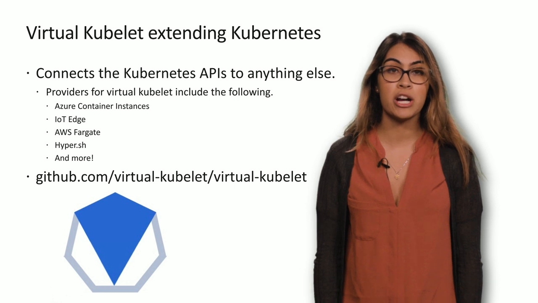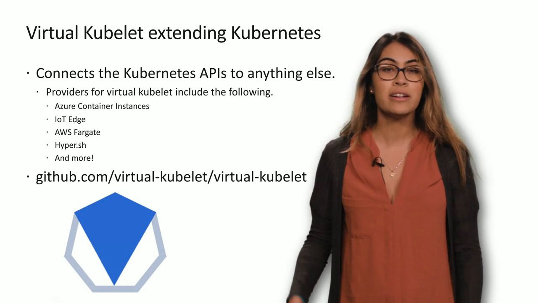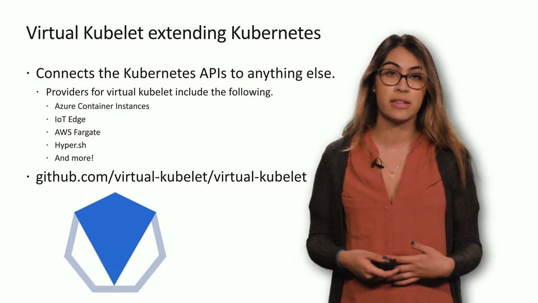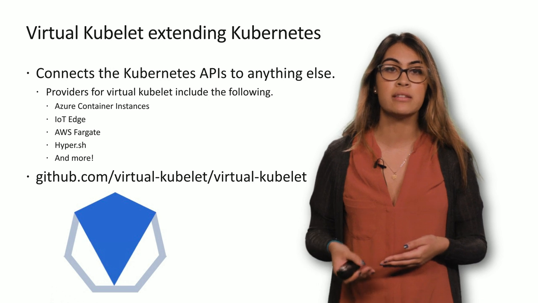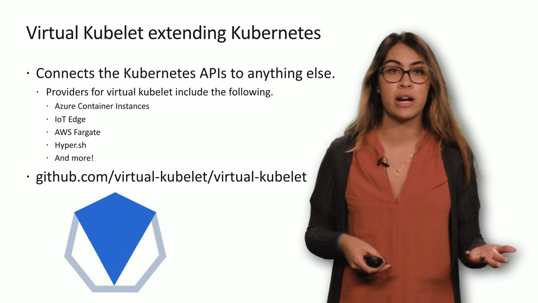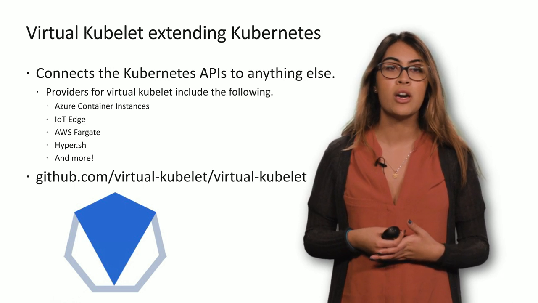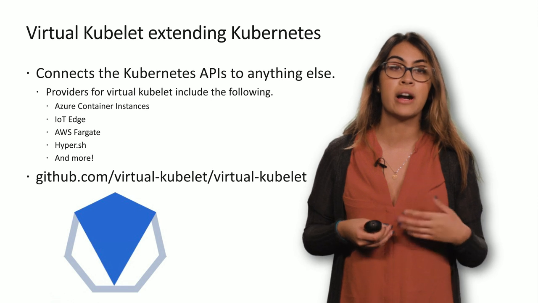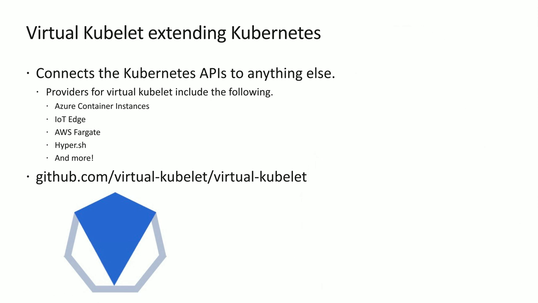Our Virtual Kubelet project in the open is something that we released last December, and it's gained a lot of support since then. Basically, what we've done is we figured out how to extend Kubernetes and connect the APIs of Kubernetes to APIs of any other kind of service. For Azure, we're connecting it to Azure Container Instances, but we also have another provider for the IoT Edge, which is pretty great.